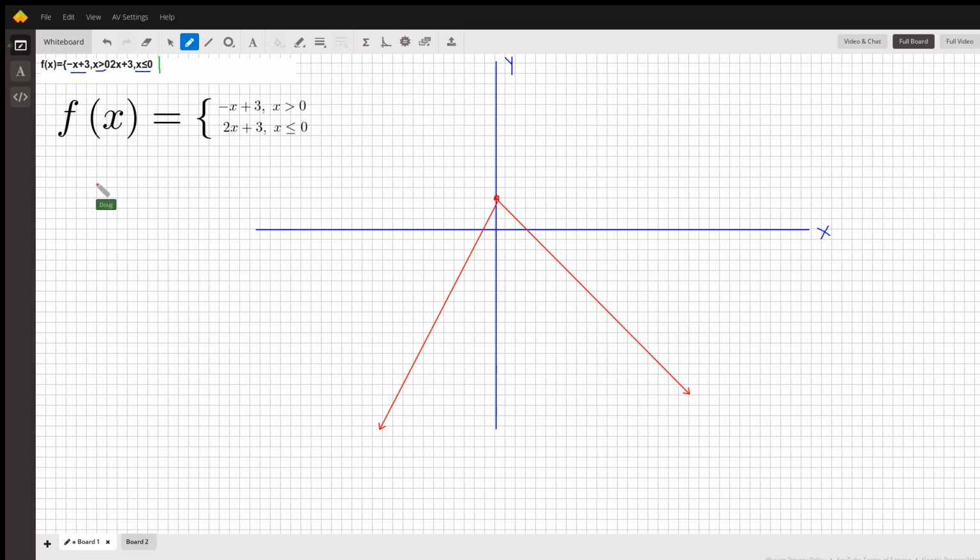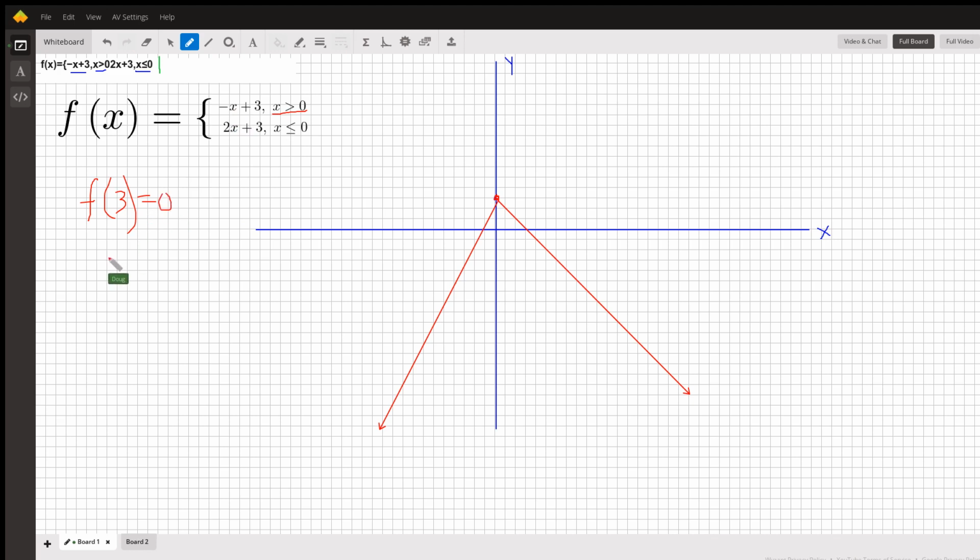By the way, if you had to find f of, let's say, 3, for example, you have to decide which rule to use. So that's the other question they might have asked for this problem. When x is equal to 3, that means we're using this rule because 3 is greater than 0. So f of 3 means the opposite of 3 plus 3, or 0.